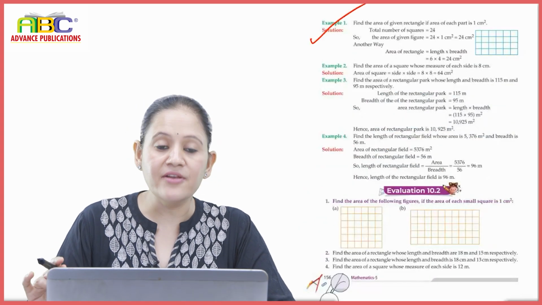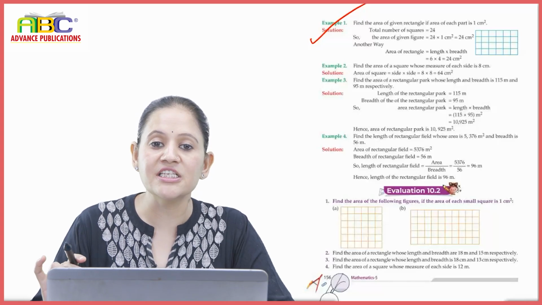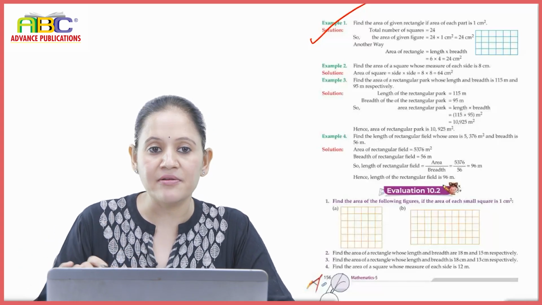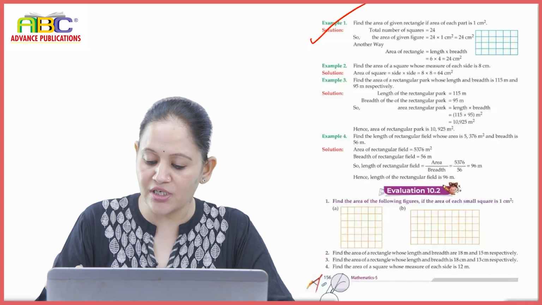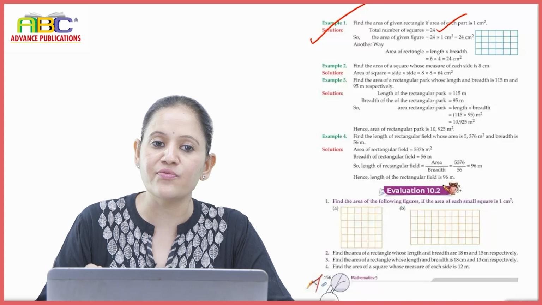Here we'll take an example. Find the area of the given rectangle if the area of each part is 1 centimeter square. So we'll count the total number of squares. Total number of squares is 24. The area of the given figure is 24 into 1, 24 centimeter square.